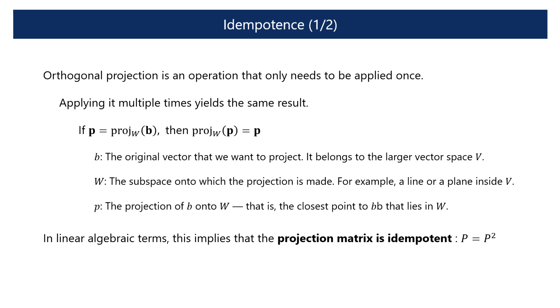This means that if the vector P is the orthogonal projection of b onto the subspace W, then projecting P onto W again will not change it. The result is still P. In linear algebraic terms, this implies that the projection matrix is idempotent, that is, P to the power of 2 equals P.